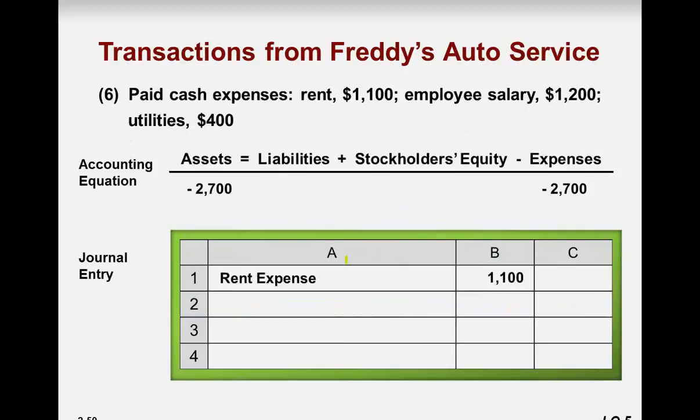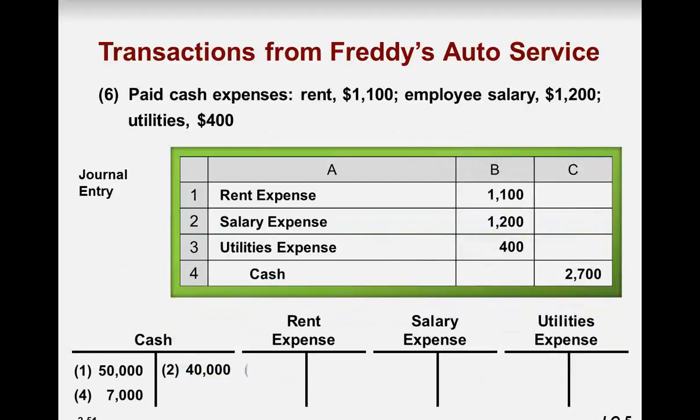Okay, so we had rent expense. Expenses increase on the debit side. If you remember, by looking at the rules of accounting, expenses decrease stockholders' equity. Therefore, they increase on the debit side. Our salaries expense, utilities expense, and then our total cash that we paid out as a reduction in cash, $2,700 on the credit side. We would post to each of these individual accounts.